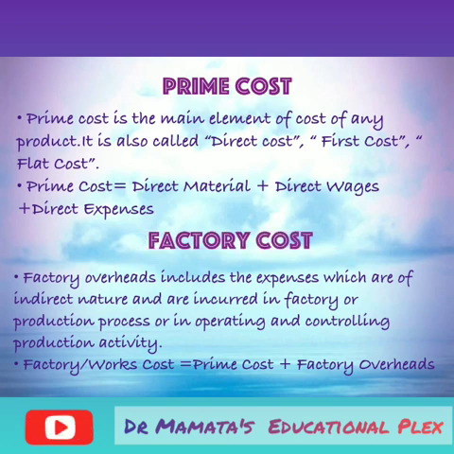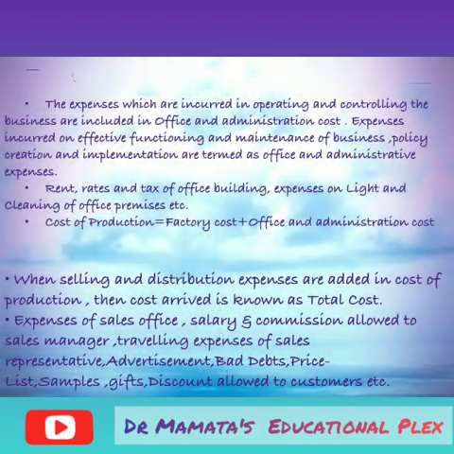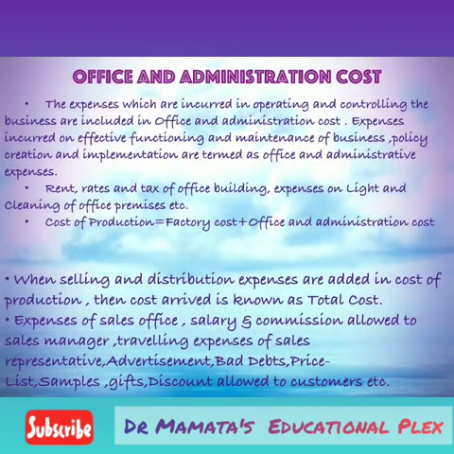Another cost is a factory cost. This is another component of our cost sheet. The factory overheads include the expenses which are of indirect nature and are incurred in factory or production process or in operating and controlling production activity. Now, by these we can get factory or works cost. So, it can be calculated by prime cost plus factory overheads. All kinds of works overheads we have to add in our prime cost so that we can get our factory cost.